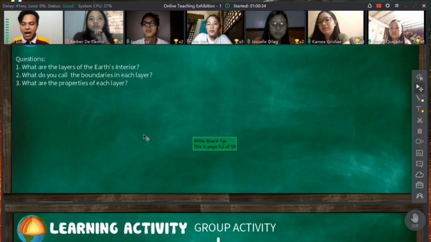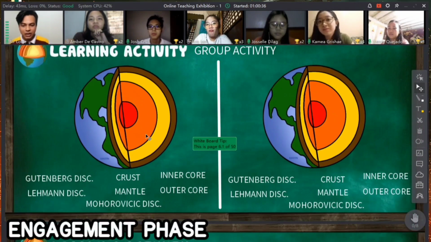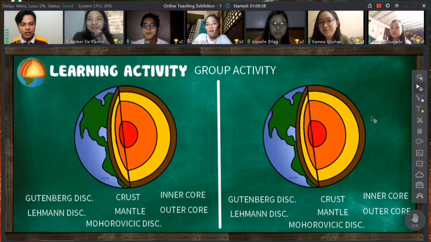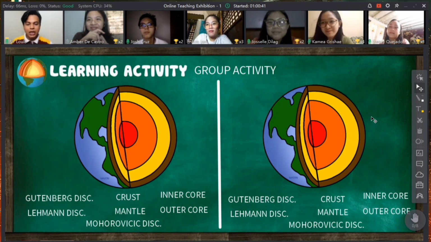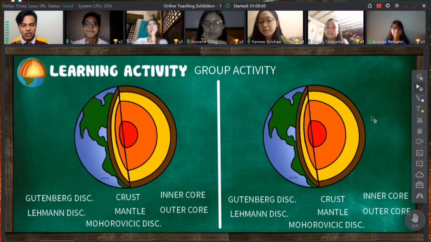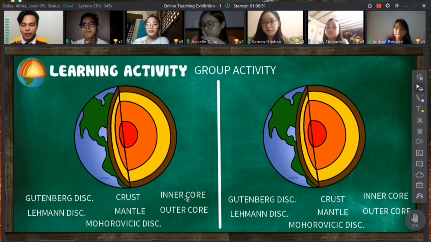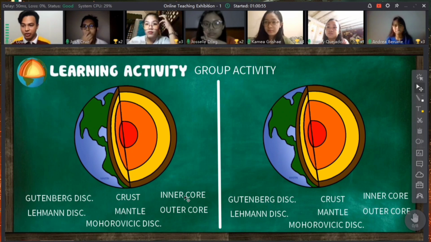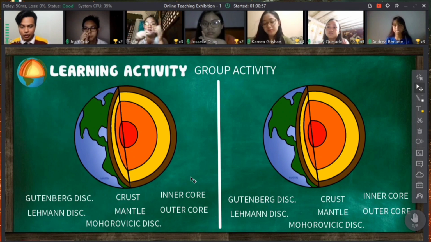So let us now have our first activity. We will be having a group activity. You will be grouped into two randomly. For this activity, I just want you to sort the labels, and I want you to draw arrows pertaining to that specific layer in the illustration or image that you can see on your screen.